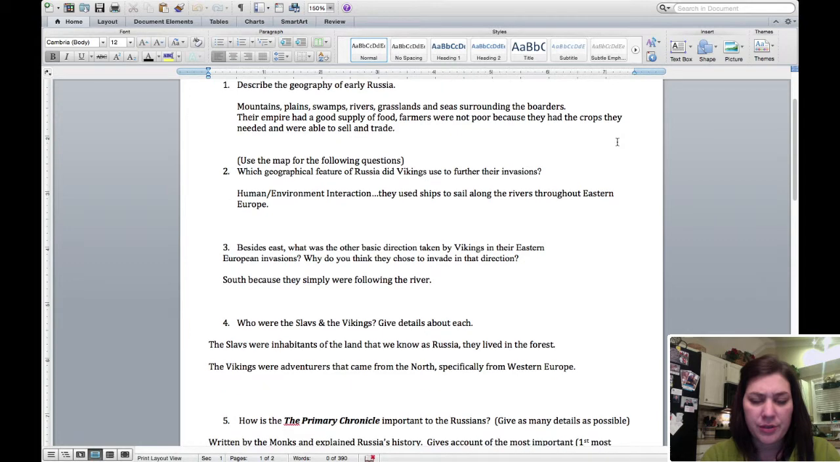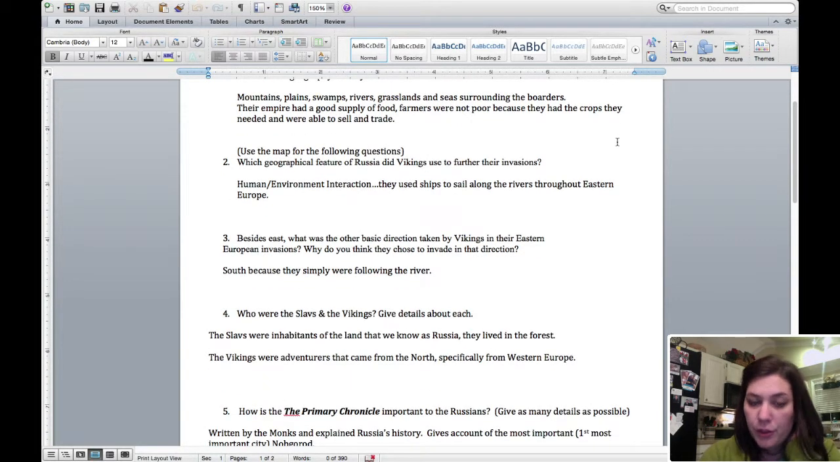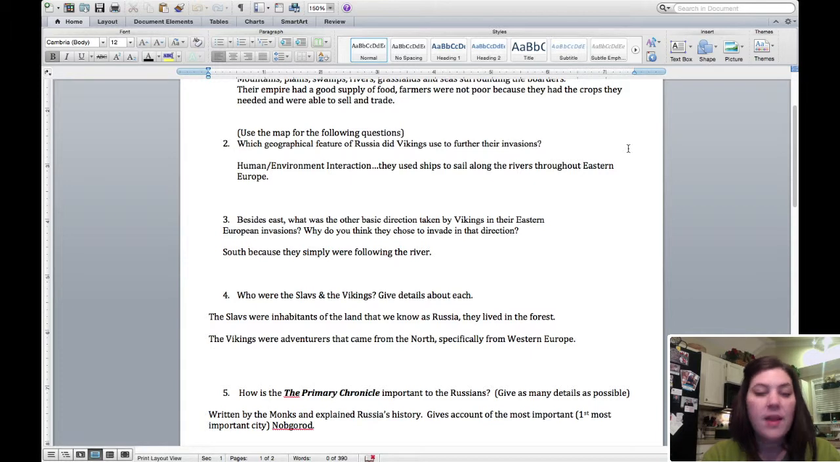And then you were supposed to use the map for number 2, the map on the Vikings. It was the first map that was provided for you. And the answer there, if I were to look at the 5 themes of geography, is human and environment interaction. And so basically they used ships to sail along the rivers throughout the eastern part of the country, Eastern Europe, in order to attack and take control of other empires.